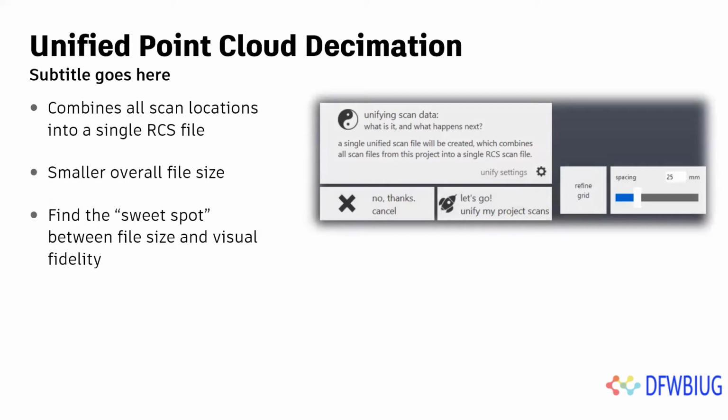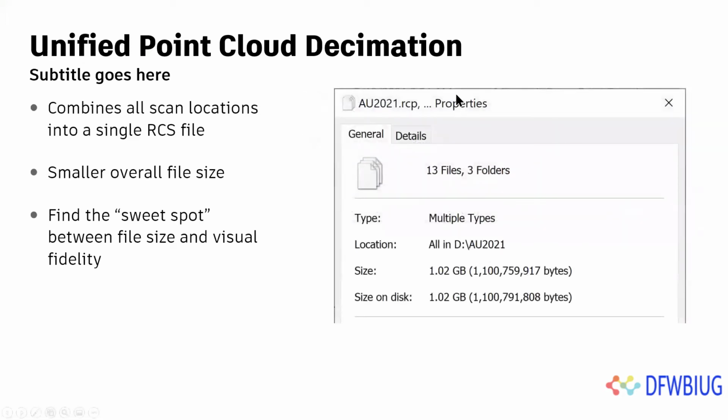Unified point cloud decimation. This is probably my favorite tool in ReCap Pro. And basically it allows you to specify a distance between points and kind of strips out any intermediate points. So it gives your point cloud a spacing of 25 millimeters between points. So what this does is takes a file such as this one, which in total is 13 files, all those supporting subfolders, just over a gig in data.